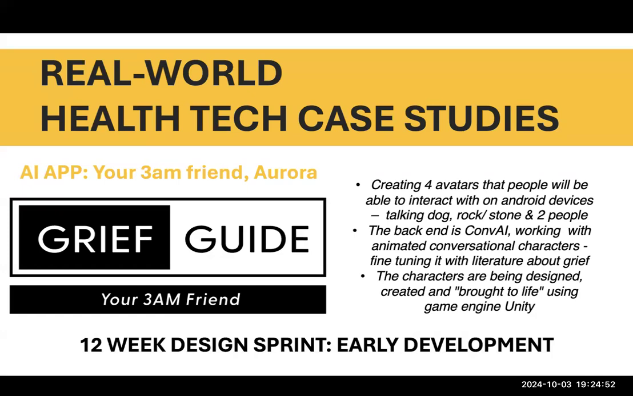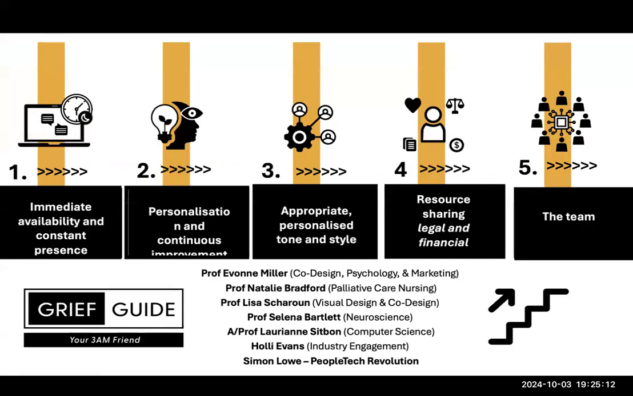So we're creating 4 avatars that people will be able to interact with and talk to: a talking dog, a rock and a stone, and 2 people. And it's quite exciting to see the potential of AI, and believe me, that it can respond extremely well. So that potential is there, and needs to be deployed more.